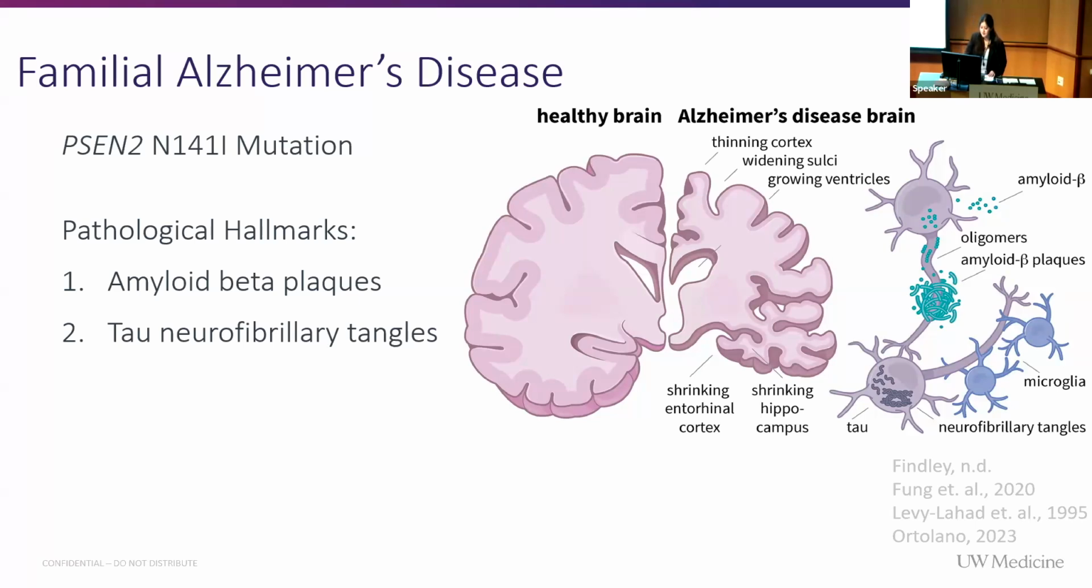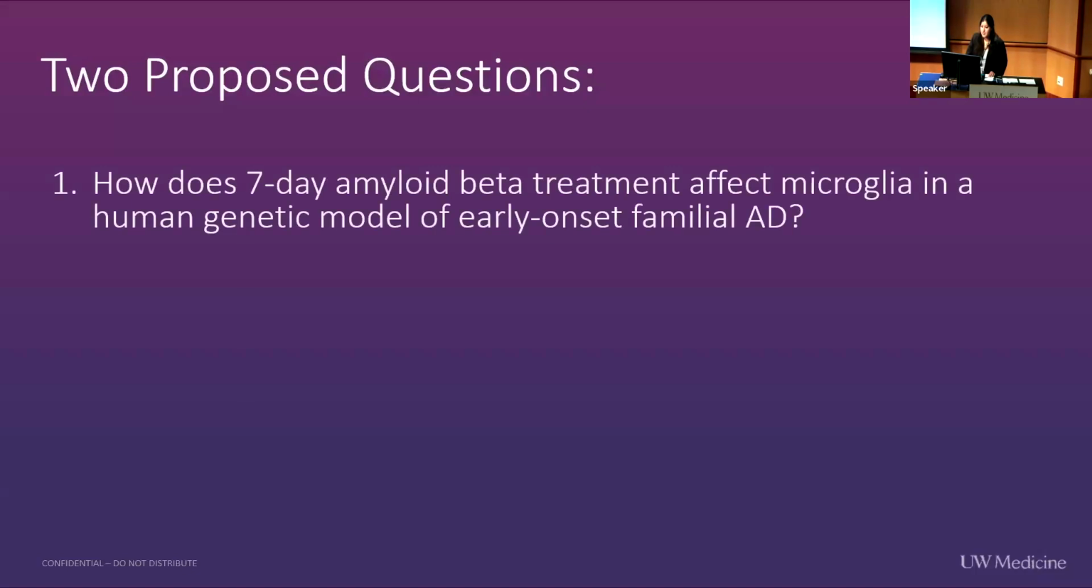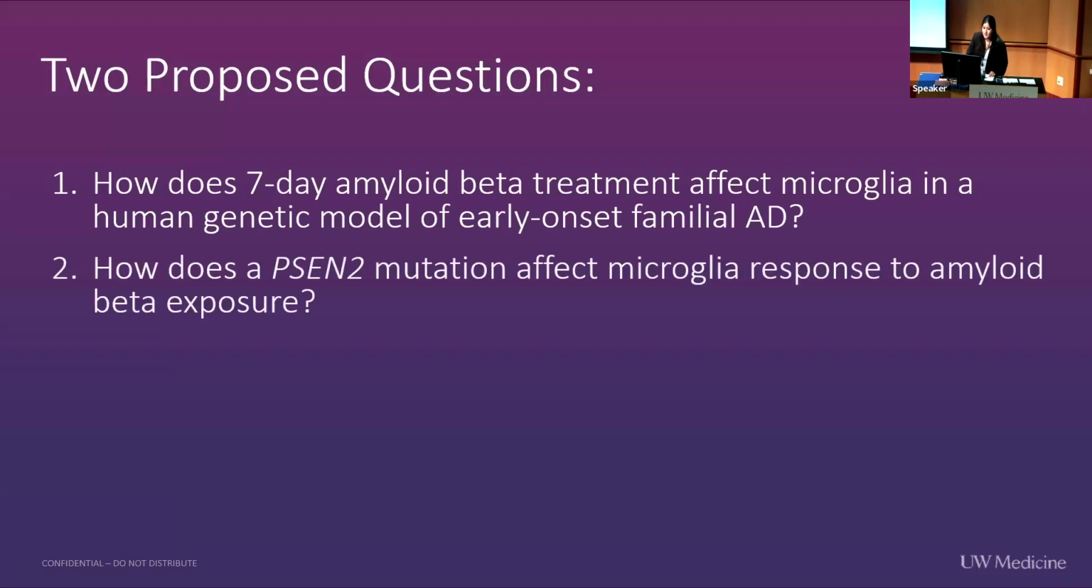cells. In addition to these hallmarks, increased immune system inflammation and activation of microglia in the brain have been observed in Alzheimer's disease. And microglia are the brain's innate immune cells. The cause of microglial inflammation is still unclear, but one possible hypothesis is that it's from amyloid beta itself. So to understand this better, we have the 2 following questions. How does 7-day amyloid beta treatment affect microglia in a human genetic model of early onset familial Alzheimer's disease? And how does a PSEN2 mutation affect microglia response to amyloid beta exposure?